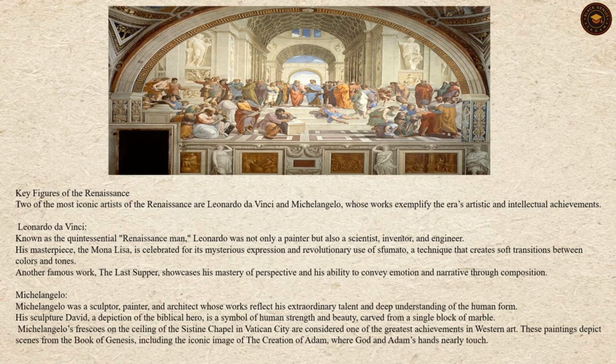Michelangelo was a sculptor, painter, and architect whose works reflect his extraordinary talent and deep understanding of the human form. His sculpture David, a depiction of the biblical hero, is a symbol of human strength and beauty, carved from a single block of marble. Michelangelo's frescoes on the ceiling of the Sistine Chapel in Vatican City are considered one of the greatest achievements in Western art. These paintings depict scenes from the Book of Genesis, including the iconic image of the creation of Adam, where God and Adam's hands nearly touch.